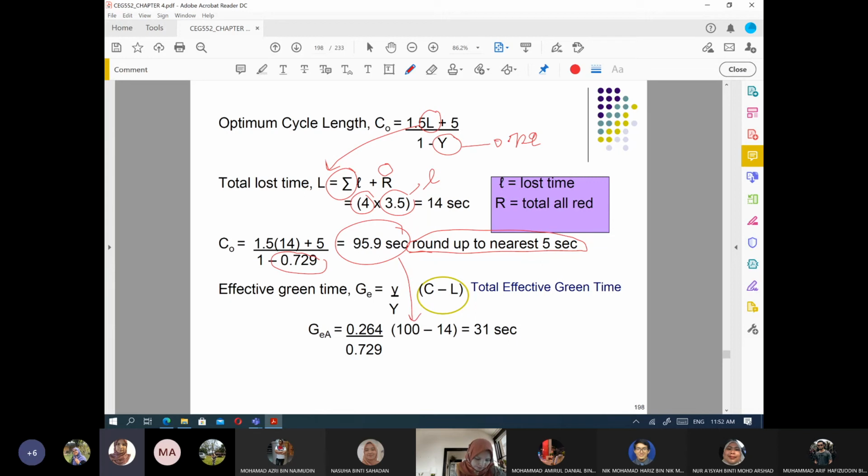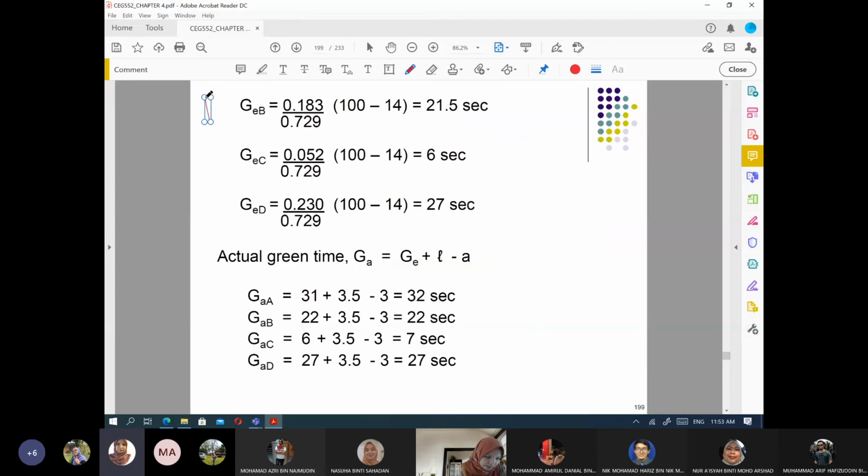Okay. Right. Then you find your GE, effective green time. Y kecil bahagi Y. Yang ni you kena buat by phase. Ini buat untuk fasa A, baru satu. So you ambil Y untuk fasa A. Y besar ni semua sama, C ni semua sama, L ni pun semua sama. Yang bezanya cuma yang atas lah. So you dapat 31. Buat pula untuk fasa B, fasa C, fasa D. Yang beza dia adalah yang atas ni lah. Yang lain semua sama. So dapat value ni.